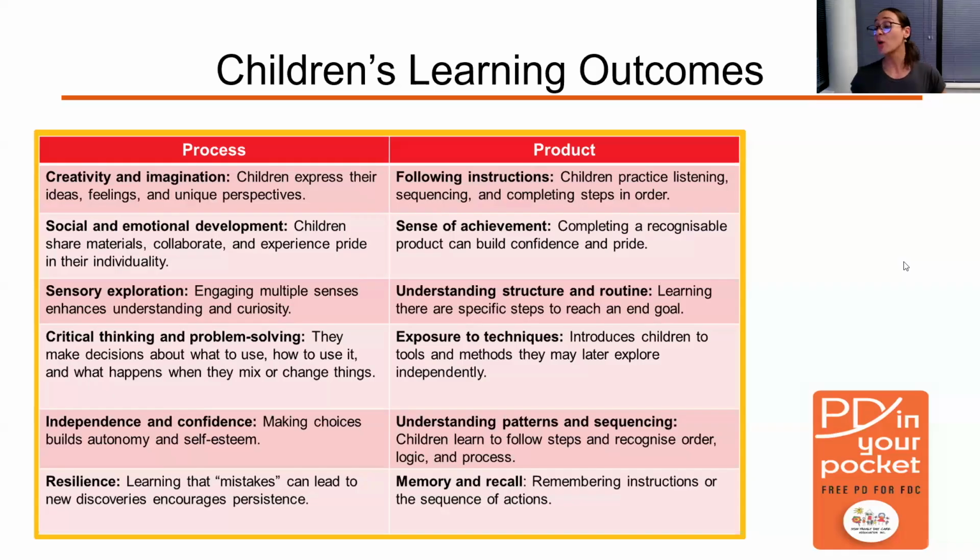Now I'm just going to read these out. So looking on the left side with process: creativity and imagination. Children express their ideas, feelings, and unique perspectives. Social and emotional development. Children share materials, collaborate, and experience pride in their individuality. Sensory exploration. Engaging multiple senses enhances understanding and curiosity. Critical thinking and problem solving. They make decisions about what to use, how to use it, and what happens when they mix or change things. Independence and confidence. Making choices builds autonomy and self-esteem. And resilience. Learning that mistakes can lead to new discoveries and persistence.